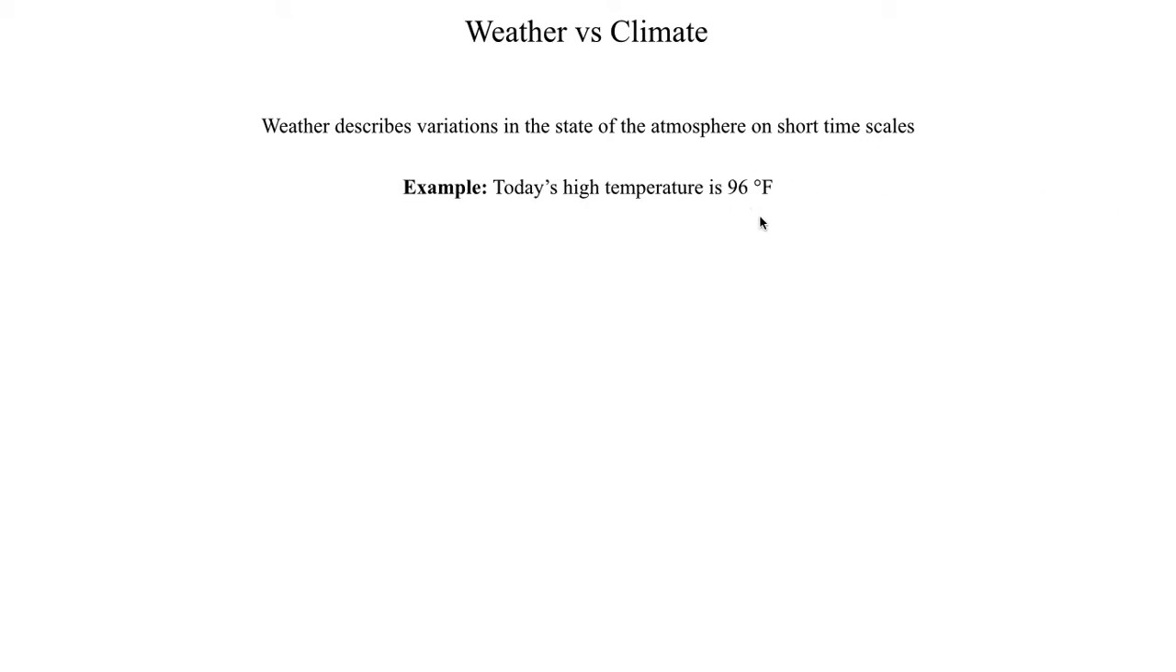An example of something weather-related would be the daily high temperature today being 96 degrees. If we observe that the high temperature for this specific day in the calendar year is 96 degrees, that would be an example of something weather-related because we're looking at something on a short time scale. We're looking at what's happening on this specific day as opposed to looking at what happened several decades into the past, which is where climate enters the story.